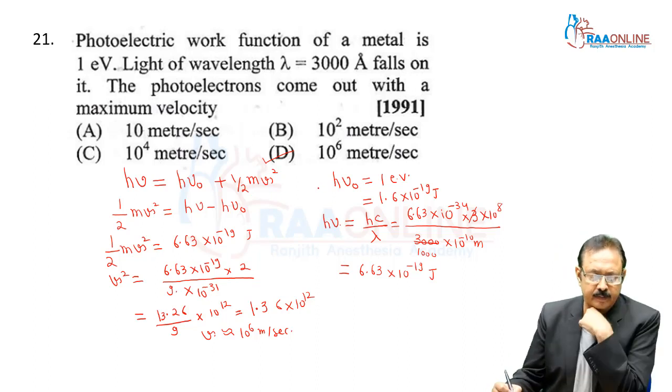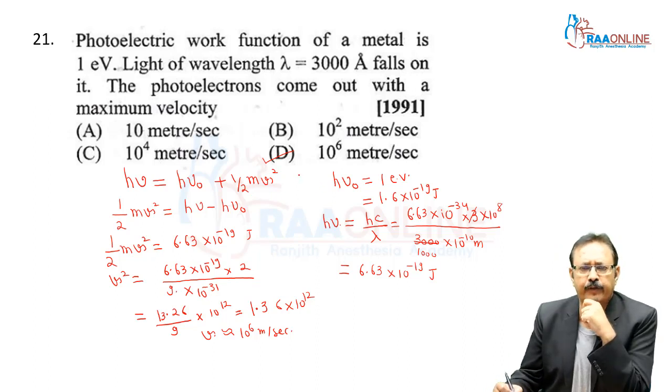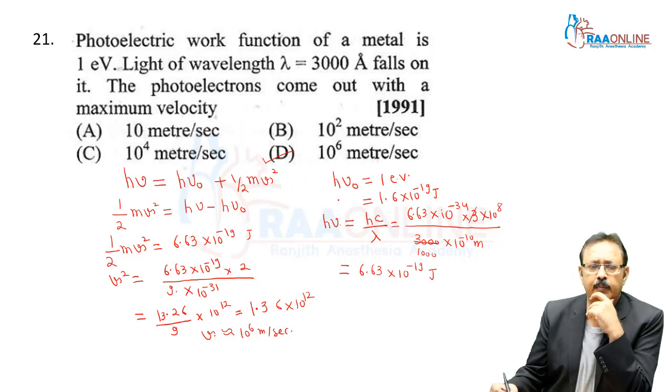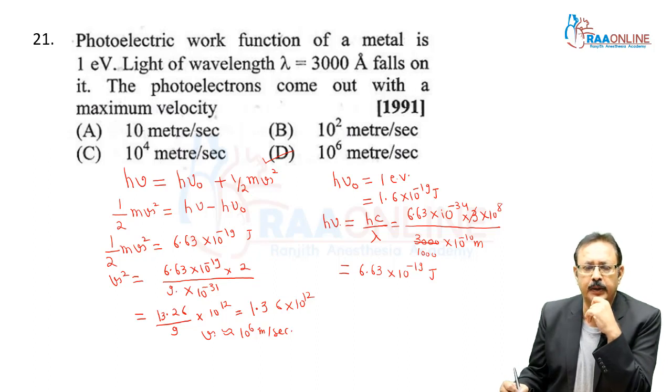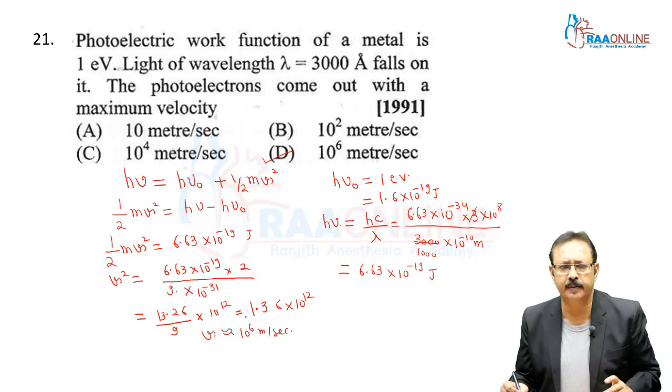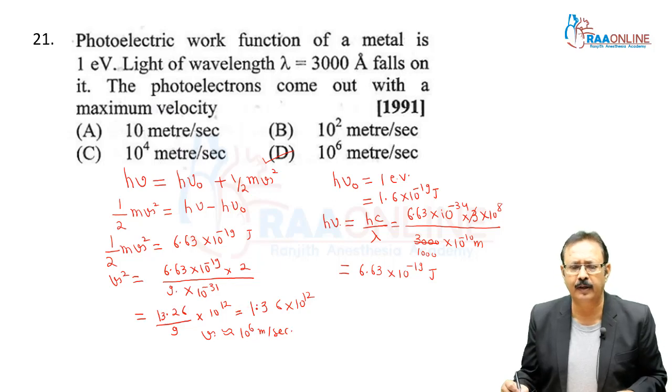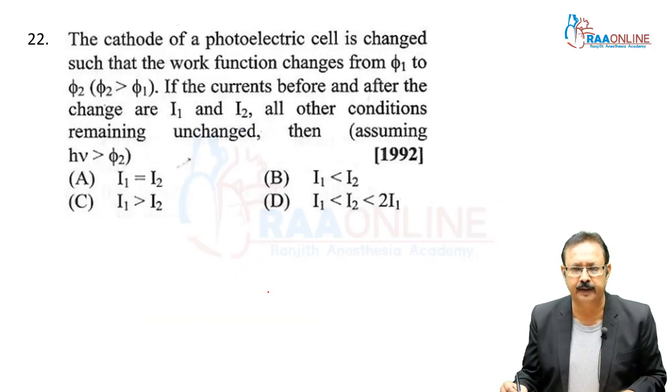21st. The photoelectric work function of a metal is 1 electron volt. Light of wavelength 3000 angstrom falls on it. The photoelectric electrons come out with a maximum velocity of 10 to the power 6 meter per second. So it was very simple, not tough, only a little bit of calculation was there.